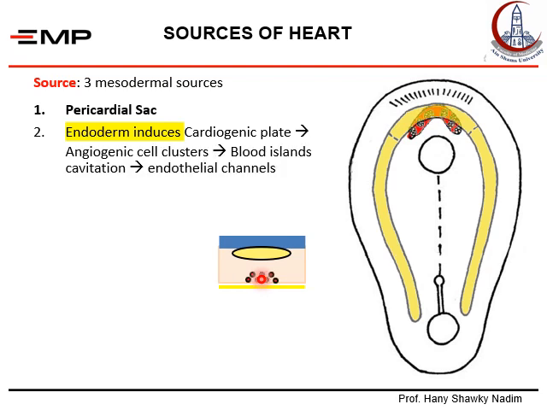Angiogenic cell clusters develop. And they develop cavities. They are called blood islands. They develop cavities inside them to make endothelial channels, which fuse together, giving 2 endocardial heart tubes, left and right.